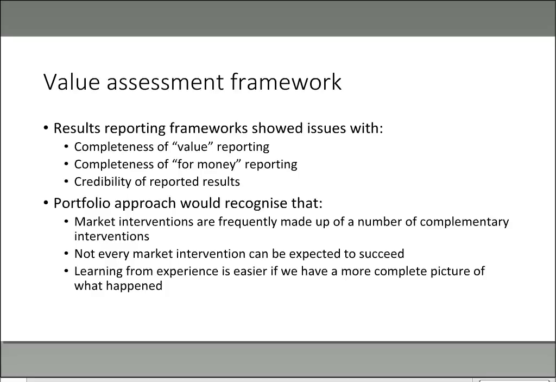The first one we refer to as completeness of value reporting. Basically, results frameworks tended to underplay or sometimes ignore the indirect effects of intervention, either in terms of the adaptive investment by the original intervention partner or expansion by competitors, or by the indirect beneficiary, in terms of indirect beneficiary development outcomes.